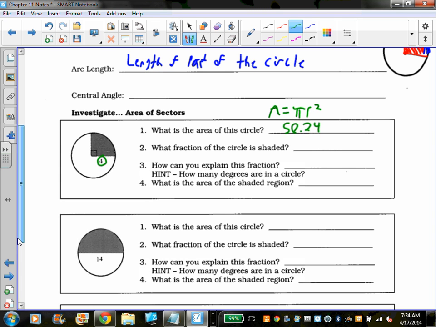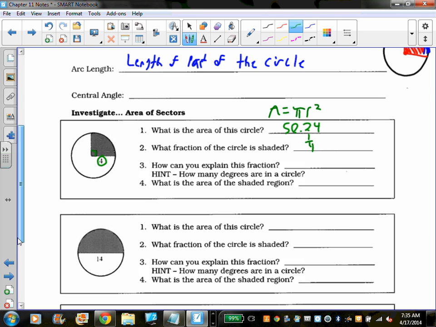Now, we have a right angle, which is 90 degrees. If we're trying to think of a fraction that is shaded, well, looking at the picture, I can see that it's 1/4, right? It's 1/4 of the circle that's shaded. And it's not always going to be that easy to tell. What if it were a weird angle? What if it were 110 degrees? So don't just do it based on looks, unless you are absolutely sure that's what's happening.